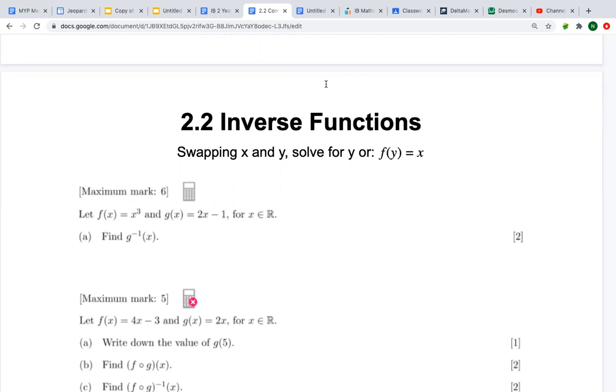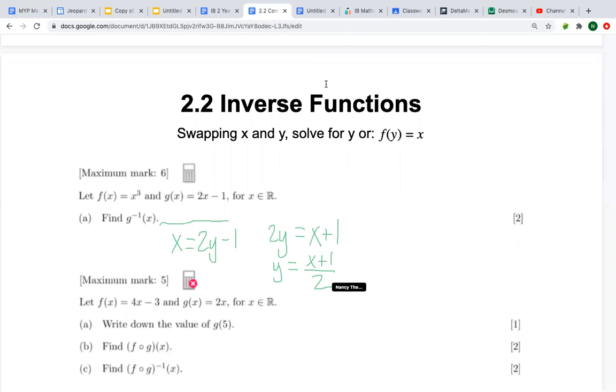So if we're looking for g inverse, we're going to look at g of x. And I'm going to switch this out. I'm going to have x is equal to 2y minus 1. So then I would have 2y equals x plus 1. And then y is equal to (x plus 1) over 2. That's it. It's that simple.